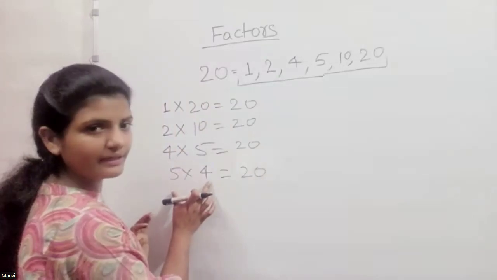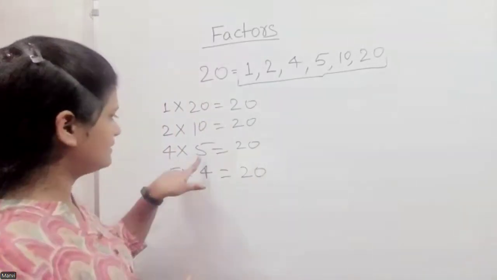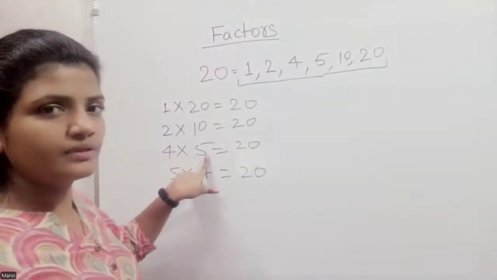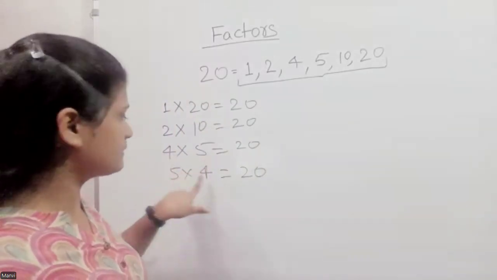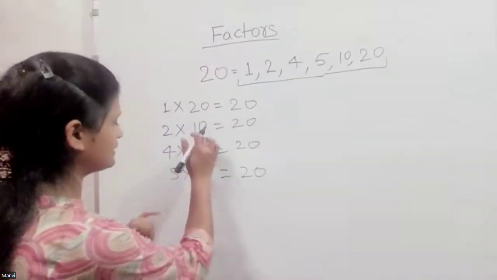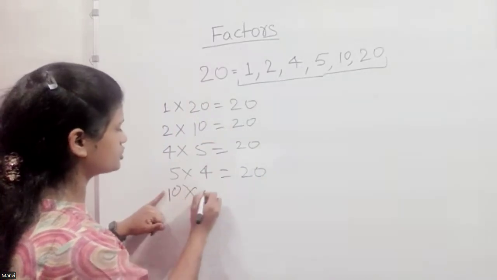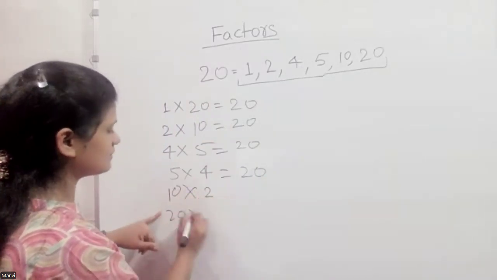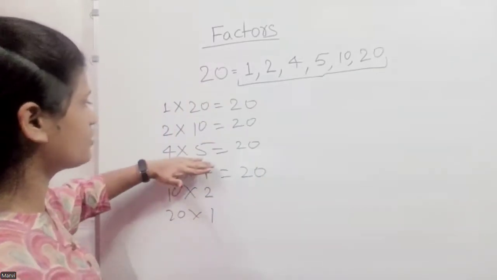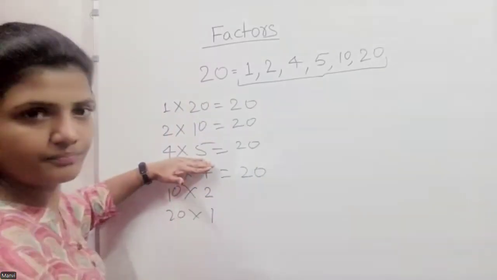So what happened here is, we see the numbers got repeated. Here we write 4 multiply 5, then it got repeated as 5 multiply with 4. Then we need to write 10 multiply with 2, then 20 multiply with 1. So from here onwards, we observe that the numbers got repeated.